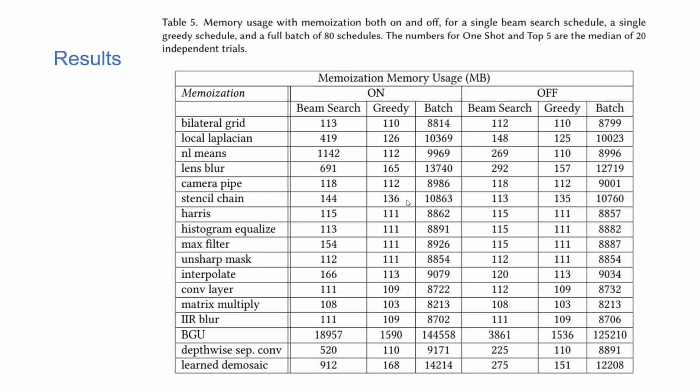Table number 5 shows the penalty of using memorization, and in most of the cases the penalty is very small, as you can see, but there are some pathological cases. For example, in BGU, you go from 3,000 to 18,000 on the view search.